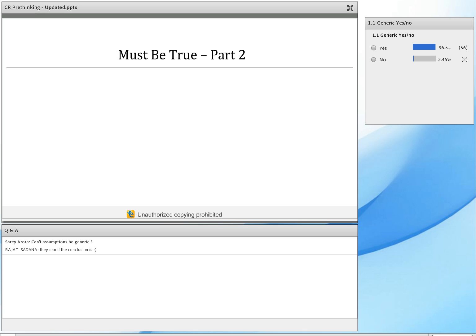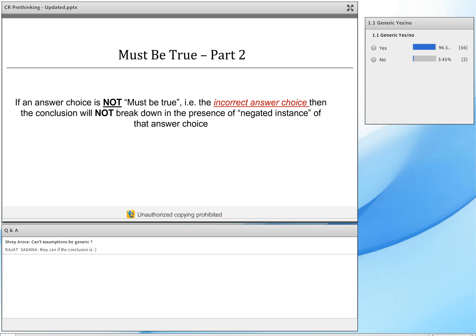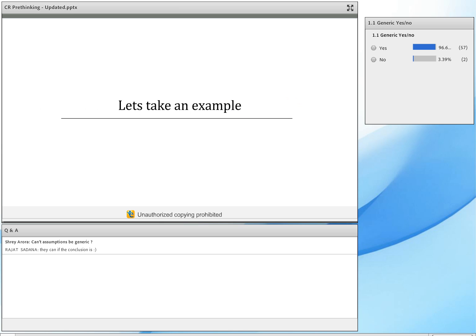Another part of this is, if the answer choice is not the correct choice, which means it's not must be true, then the conclusion will not break down in the presence of the negated instance. So if you have an incorrect answer choice and you're confused with it, you apply the negation test and what you're going to find is the conclusion will continue to stand strong in the presence of that negated version. Let's apply that.